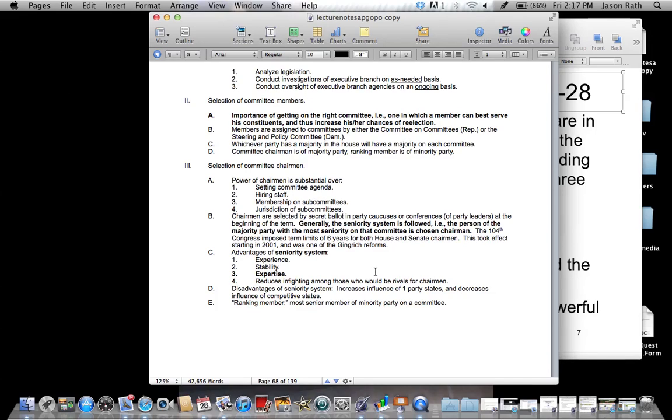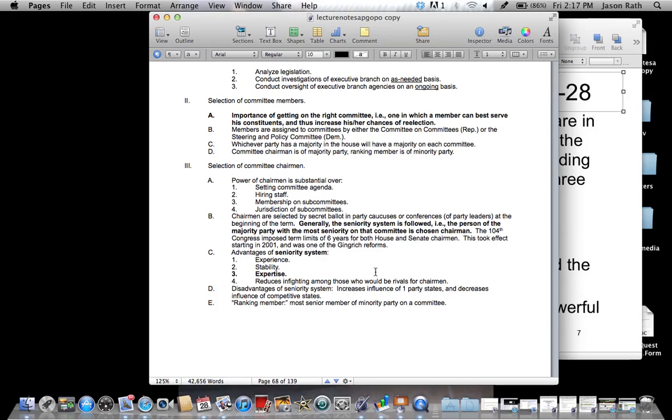Generally, the seniority system is followed: the person of the majority party with the most seniority on that committee is the chosen member. The 104th Congress imposed term limits of 6 years on both House and Senate chairmen. The term limits took effect starting in 2001 and were one of Gingrich's reforms.